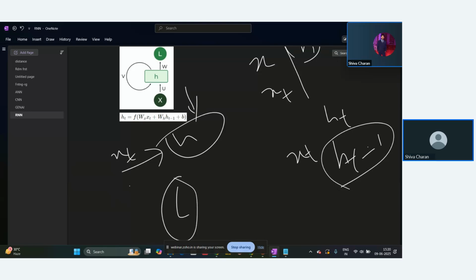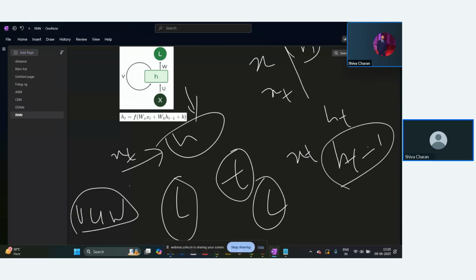What kind of output is it? This is the prediction, the result generated by the RNN at the current time step. The output that comes at the current time step t, that is L. And what are these U, V and W? These are weights.